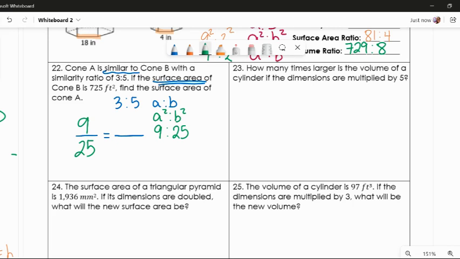And then I need to decide, so it says it is from cone A to cone B. So it says if the surface area of cone B is 725, does that go in the top or bottom? Because my ratio was A to B, A is on top, B goes on bottom. That 725 has to go in the correct position in the proportion. All right, and they want us to find the surface area of cone A. So that's what we don't know. I'll put an X there, and then we're just going to solve that proportion.